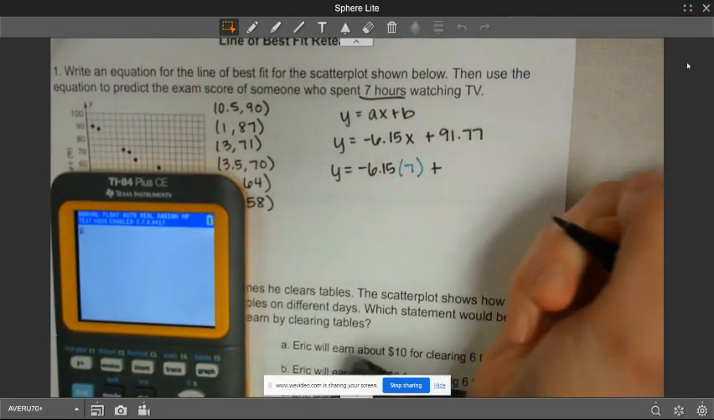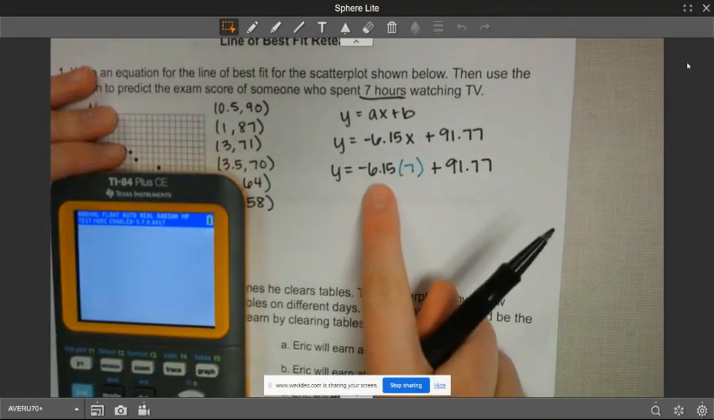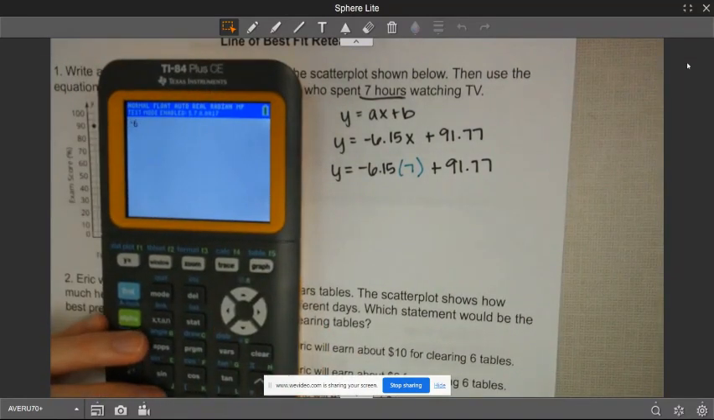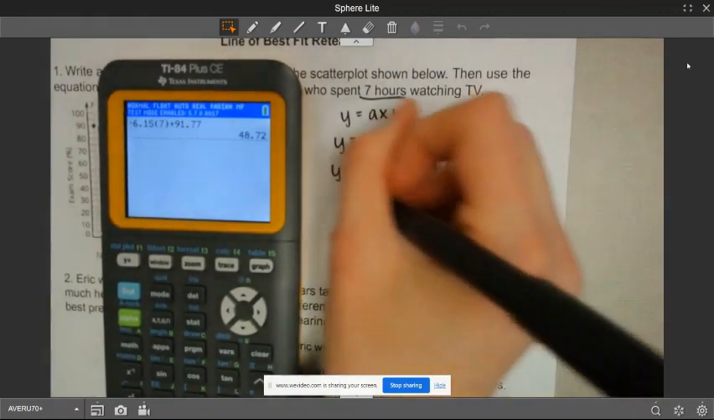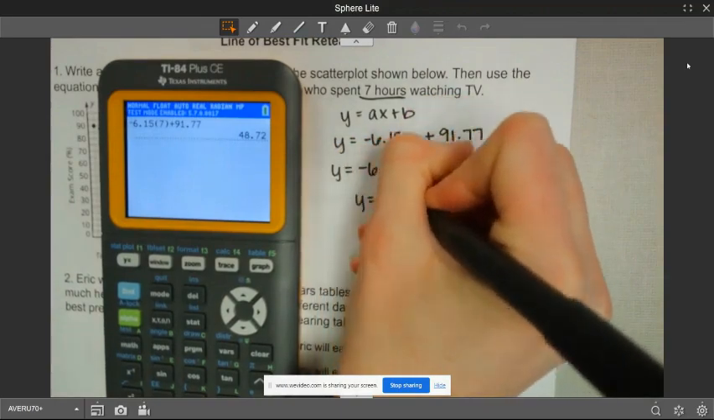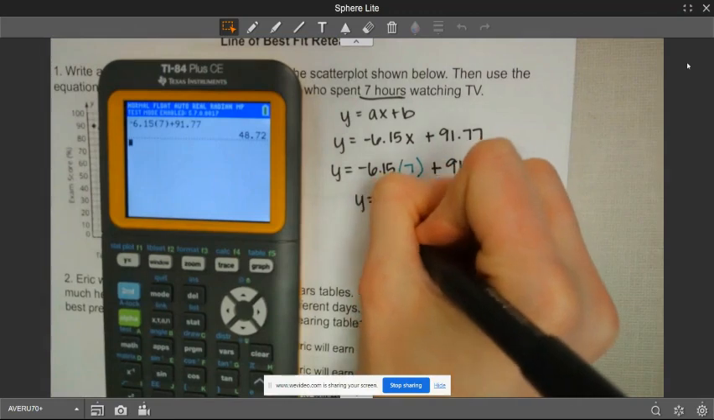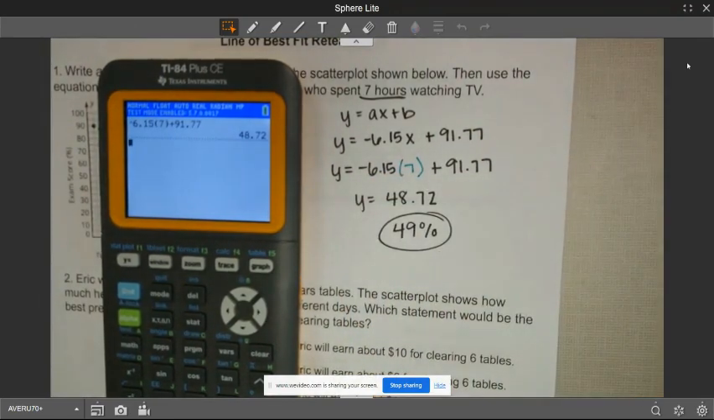And then plus, we have 91.77. Now I can just type this part of the equation into the calculator, and it will give me my predicted exam score. Type it just like you wrote it. And so they're predicting that you'll make a 48.72, which for a test grade, I'd probably round that up to a 49%. Not very good for spending that much time watching TV.